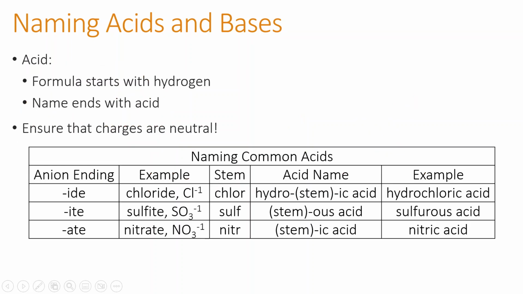So how do you know you have an acid? The formula is going to start with hydrogen, or the name is going to end with the word acid. You want to make sure, just like whenever you name your ionic compounds, that your charges add up to 0, so your charge should overall be neutral on your acid. Based on whatever the anion is called, whether it ends with ide, ite, or ate, that tells us how we're going to name the acid. When it ends with ide, we're going to name it as hydro-blank-ic acid. If it ends with ite, it's blank-ous acid. And if it ends with ate, it's going to be blank-ic acid.